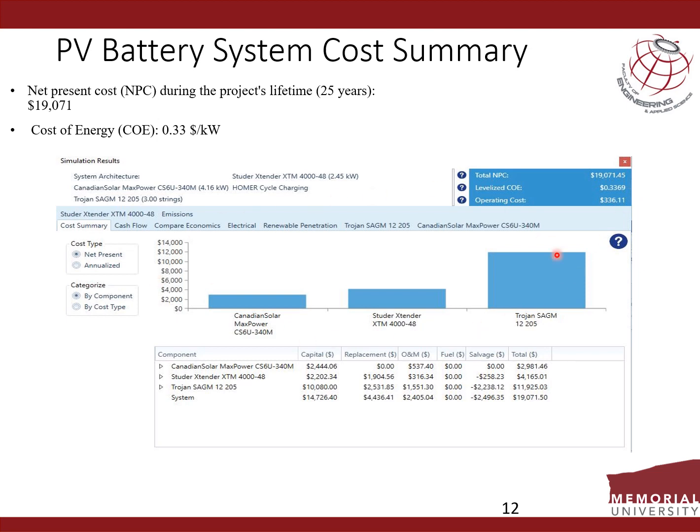Also, you can see the cost analysis for each component of this system here, and according to this chart, the battery system seems to be the most expensive, and on the other hand, the PV panels proved to be the most cost-effective component of this system.